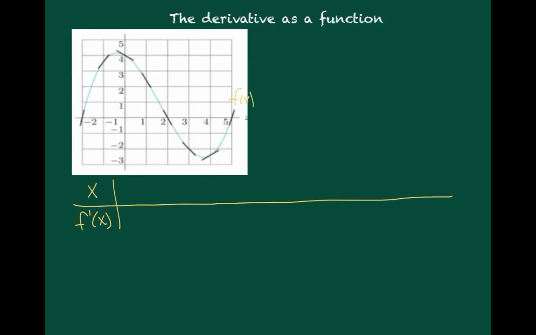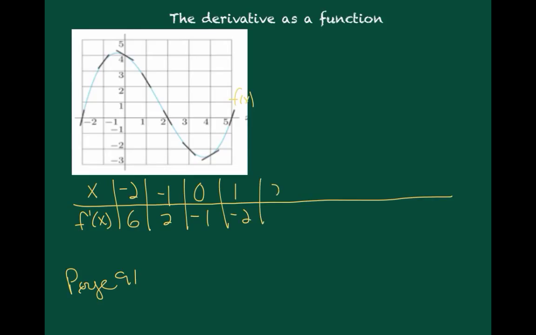So for instance, when x is negative 2, I can turn to page 91 in my book, and it will tell me that the estimate for the slope at negative 2 is 6. If I looked at negative 1, the slope is going to be 2. At x equals 0, the slope is negative 1. At x equals 1, the slope is negative 2. At 2, the slope would again be negative 2. At 3, my slope is negative 1. At 4, my slope is 1. And at 5, my slope would be 4.